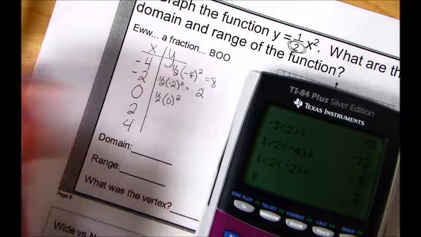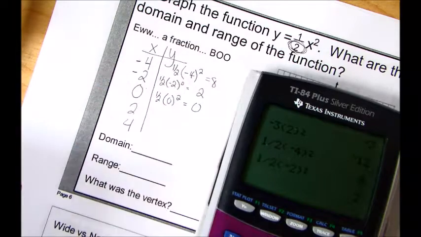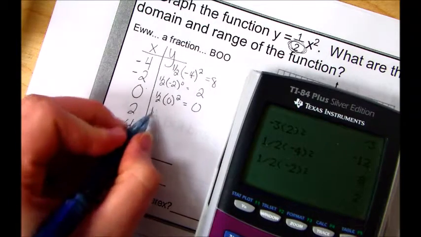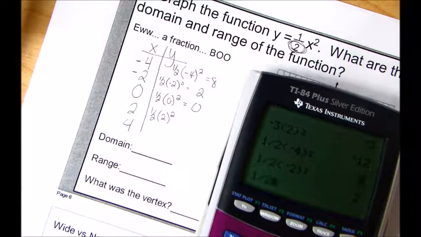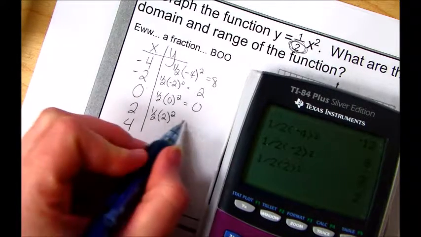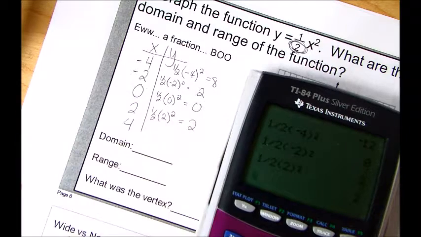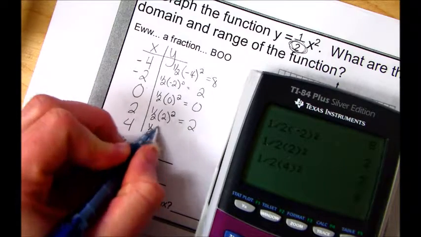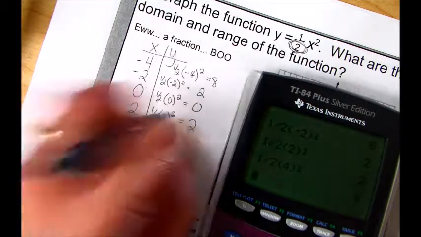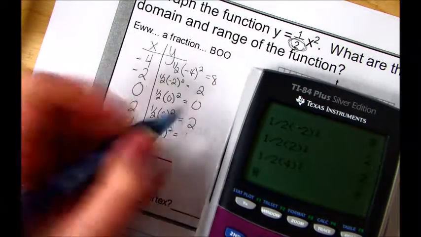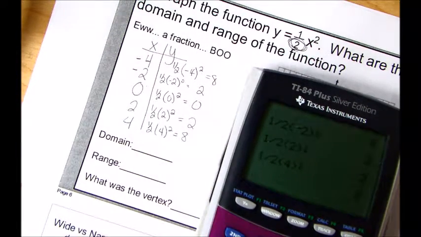By the way, tomorrow the plugging in will get a little more challenging. All right, 1/2 times 2 squared, I get 2. And now 4. You can do this in your head, but I always suggest double checking yourself. P.S. If you don't use parentheses, you will get it wrong, especially with the negatives.